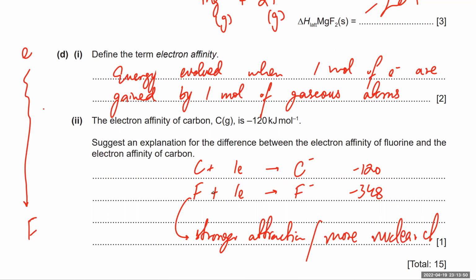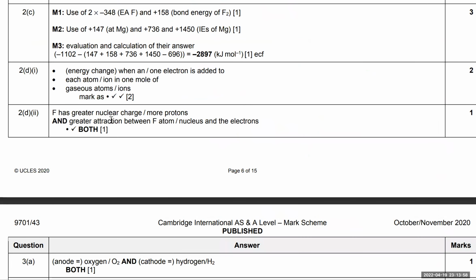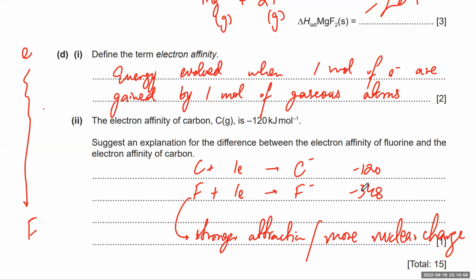They have the same shielding, so there's a lot more attraction for electrons. So we'll just check. It's got greater nuclear charge, more protons, there's greater attraction. Which is why fluorine would be the one doing a lot of work when it's pulling an electron from some other atom, so it will do all of that work, and that's why a lot of energy is going to be released. Is that clear?